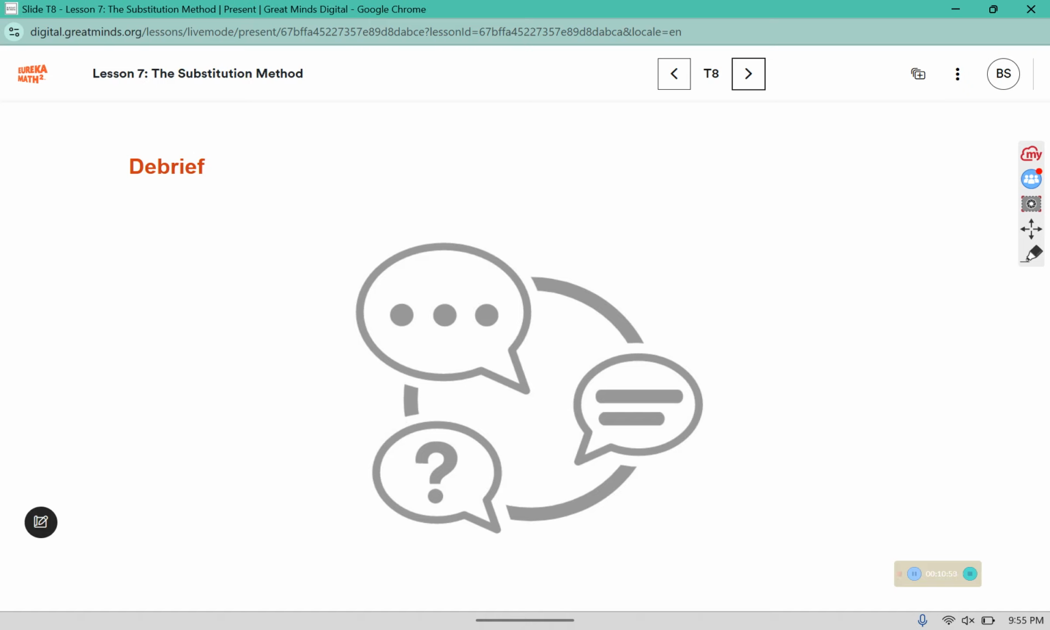That's the end of lesson 7. We're going to try another method in the next few lessons. So if your teacher does it differently and they use the substitution method for all of these, that's fine. But we're going to start learning a different method, which is called the elimination method, as we go through the next ones, even if the instructions say something different.